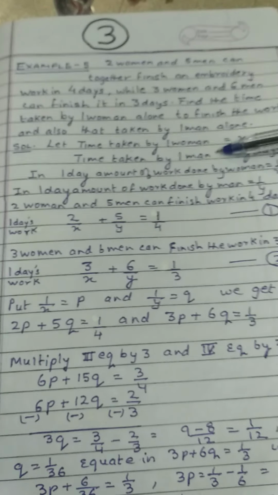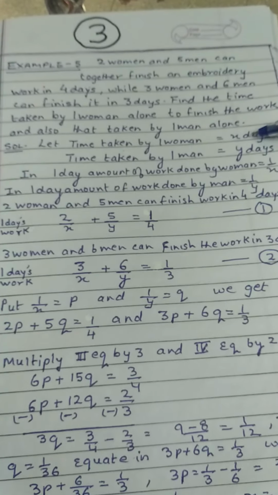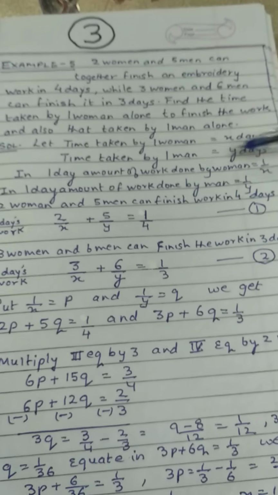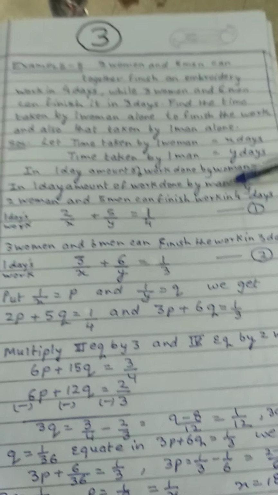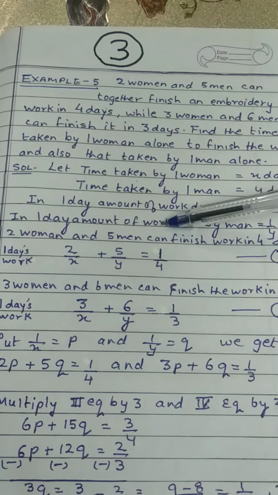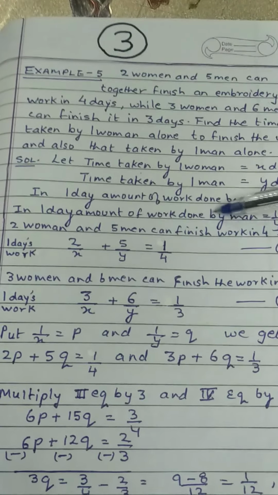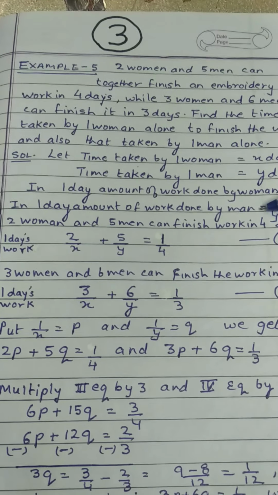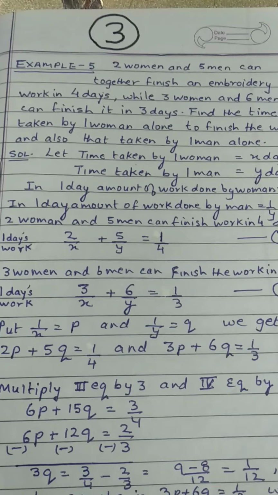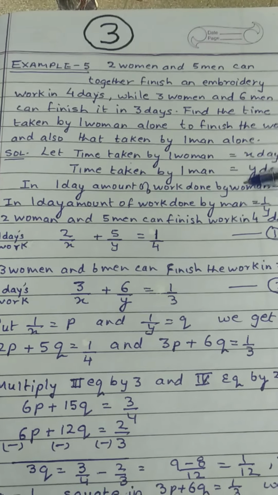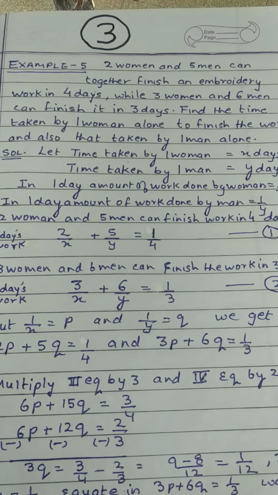Time taken by 1 woman to finish the work is x days. Time taken by 1 man to finish the work is y days. Then the 1 day amount of work done by a man is 1 over y. The 1 day amount of work done by a woman is 1 over x.